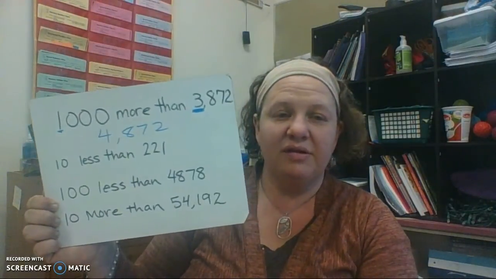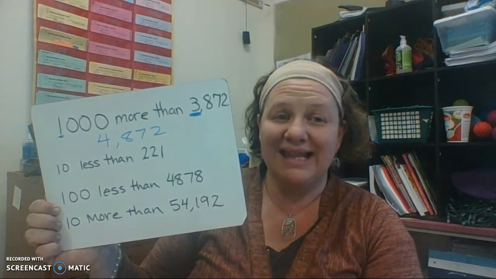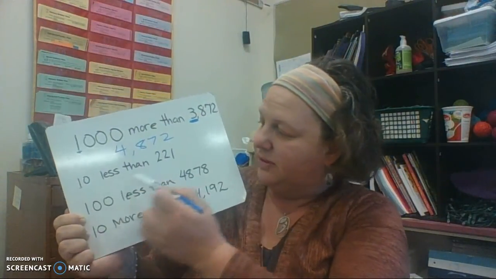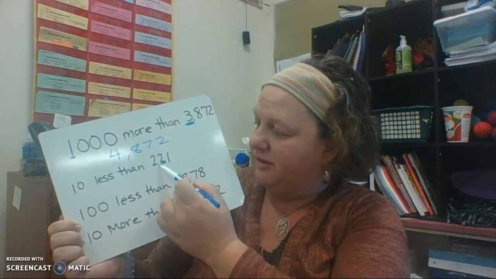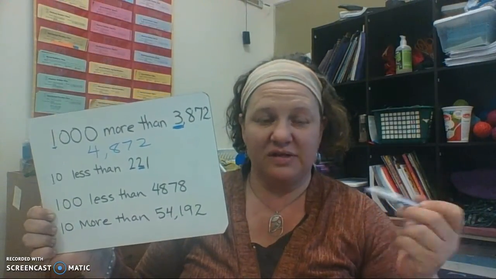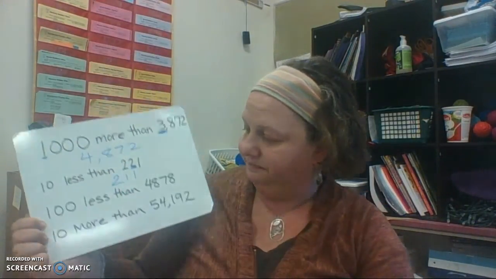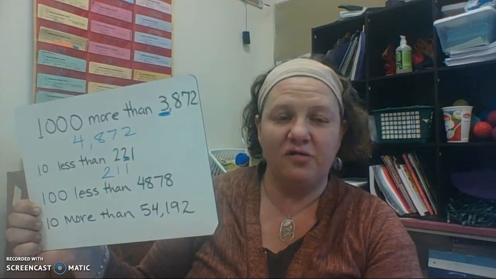Okay, then we go to the next one, 210 less than 221. Well, now we're in the tens place value, so we're going to look over here at the tens place value, and now it says less, so that means lower than. So we're going to have to subtract, right? So we have 211.